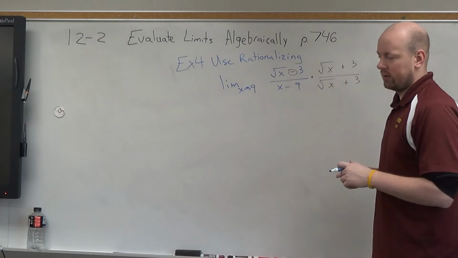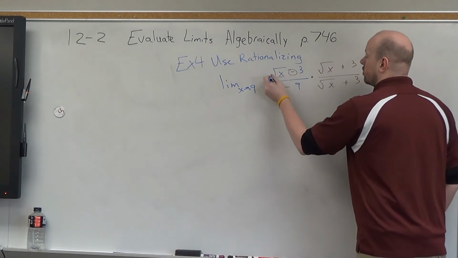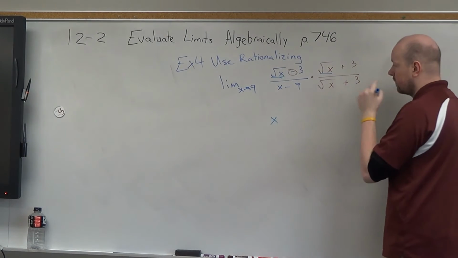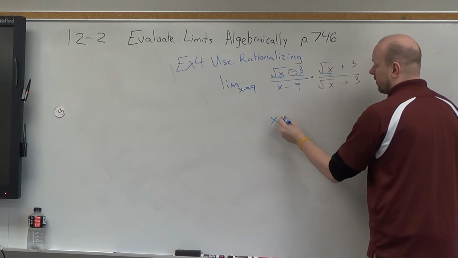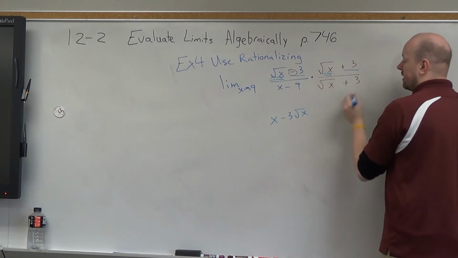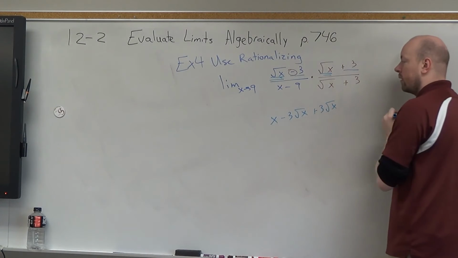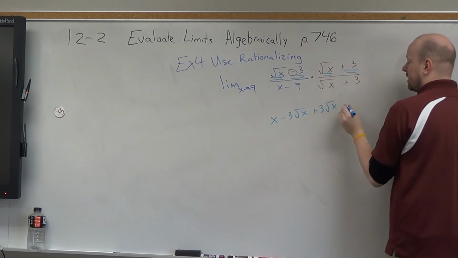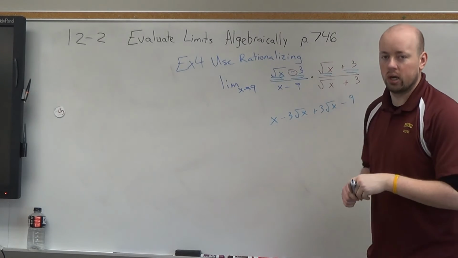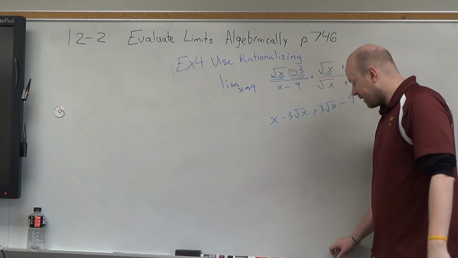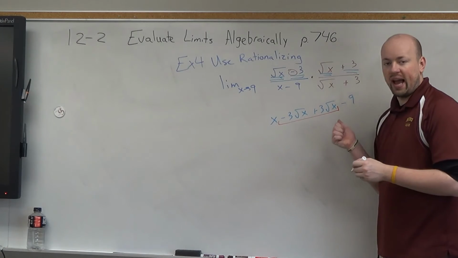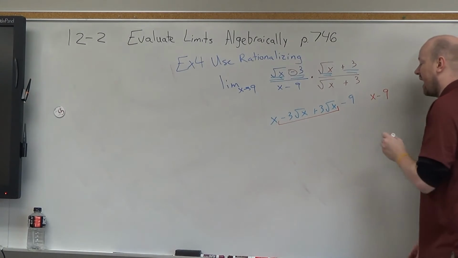of foiling or distributing. I get square root of x times the square root of x. Well, that's just going to be x. I get negative 3 times the square root of x, so negative 3 square root x. I get x times positive 3, so plus 3 square root x. And then I get negative 3 times positive 3, which would be negative 9. Here's the real reason we want to multiply by the conjugate. If you multiply by the conjugate successfully, this happens, where my middle terms simplify out. So now all I have is x minus 9 for my numerator.